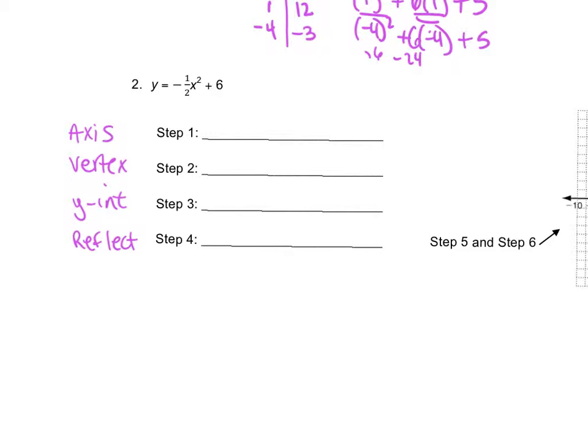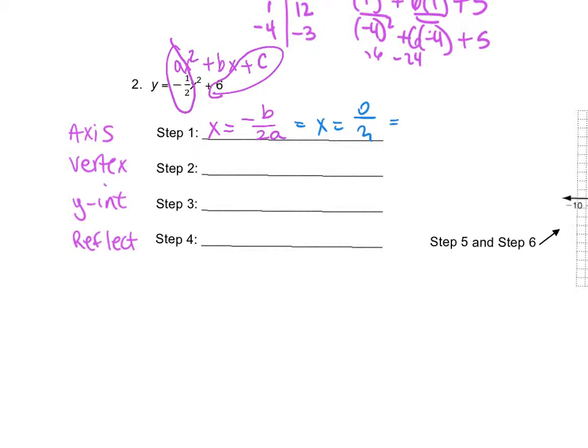The axis of symmetry is x equals negative b over 2a. This question does not have a b. The bx is not there, is it? No. So that means that b is equal to 0. If I had my format, it would be ax squared plus bx plus c. The c is 6, the a is negative 1/2, b is 0. So that means x is equal to 0 over, it doesn't matter what the bottom is, 0 divided by anything is just 0. So it would be no solution.